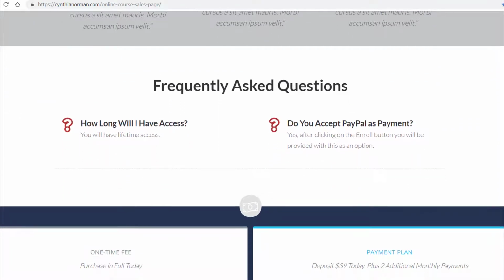So within the FAQ, or frequently asked questions area, you're going to have an opportunity to combat any objections. People are reading your frequently asked questions because they're looking for reassurance.